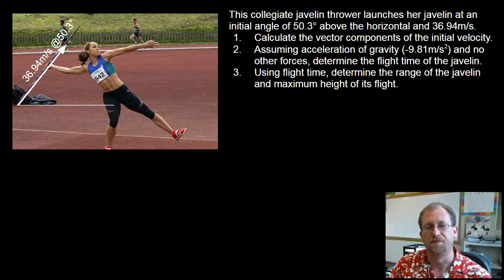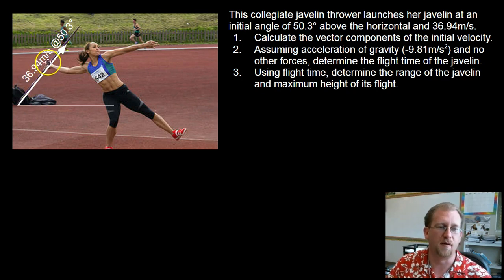So our first example, we have a collegiate javelin thrower here, and she wants to throw her javelin as far as she can. That's the point of being a javelin person. And so she launches the javelin, and the initial velocity as it leaves her hand, and I actually looked this up because I didn't know how fast javelins go, but the competitive javelin speeds are right around 36.9 meters per second, which is pretty stinking fast. They throw these things at around 60 miles an hour, so don't want to get hit by one of those.